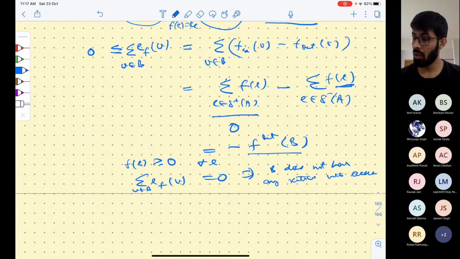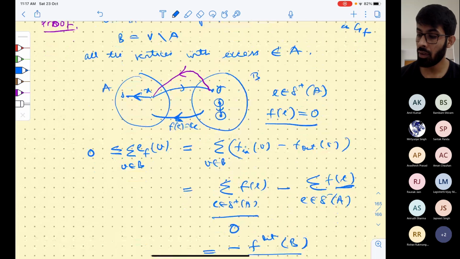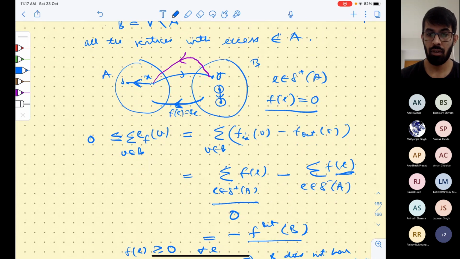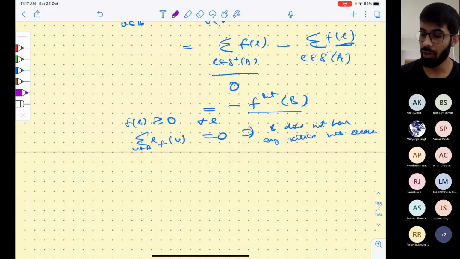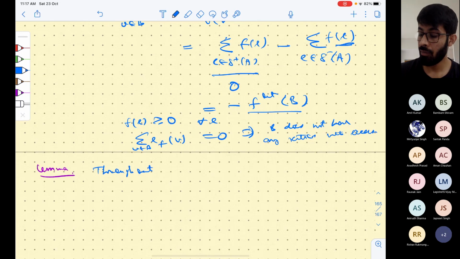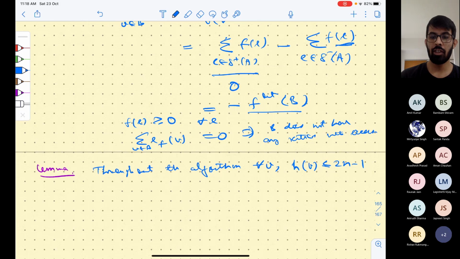Okay, good. So anything about this proof? Okay, if not, then we are done. Then we are almost done for the bound on relabel. So what the lemma says: throughout the algorithm, for all V, height of V is less than or equal to 2n minus 1. And why is this true?